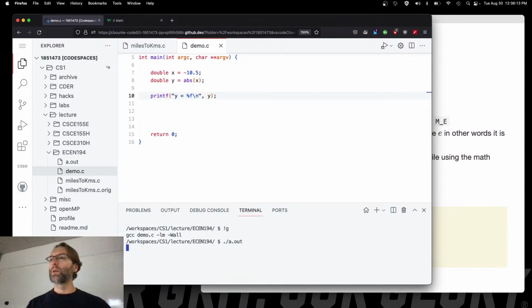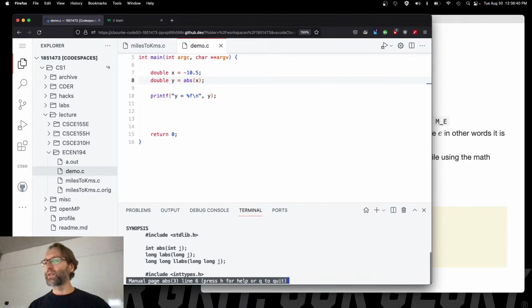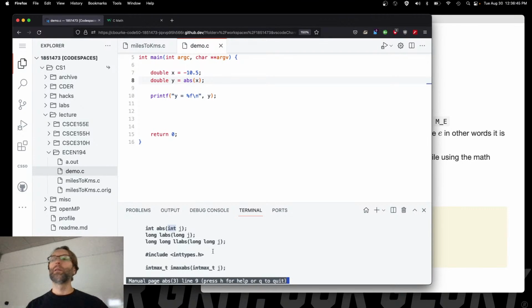Run that again. What's going to end up happening? So it gives you the absolute value, positive 10, but what happened to my fractional part? Gone, truncated. Why? Because abs is for integers. In fact, here's another trick. You can use what are called the man pages, the manual pages. Man, tell me all about abs. There's abs, labs, llabs, imaxabs, and a bunch of others. What is it good for? There's abs. What type of variable does it take? An integer. And therefore, it ends up cutting off this 0.5 and then giving you the absolute value of 10.